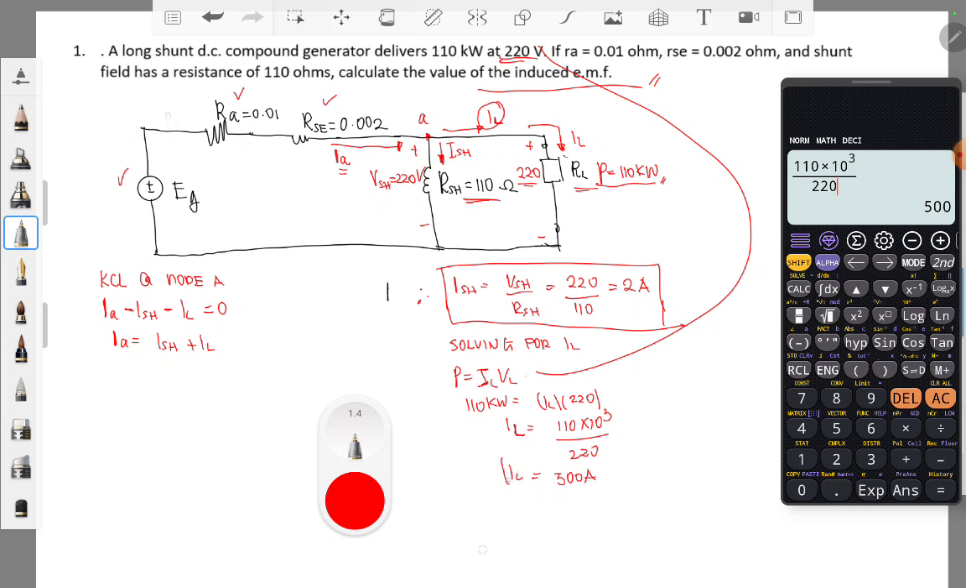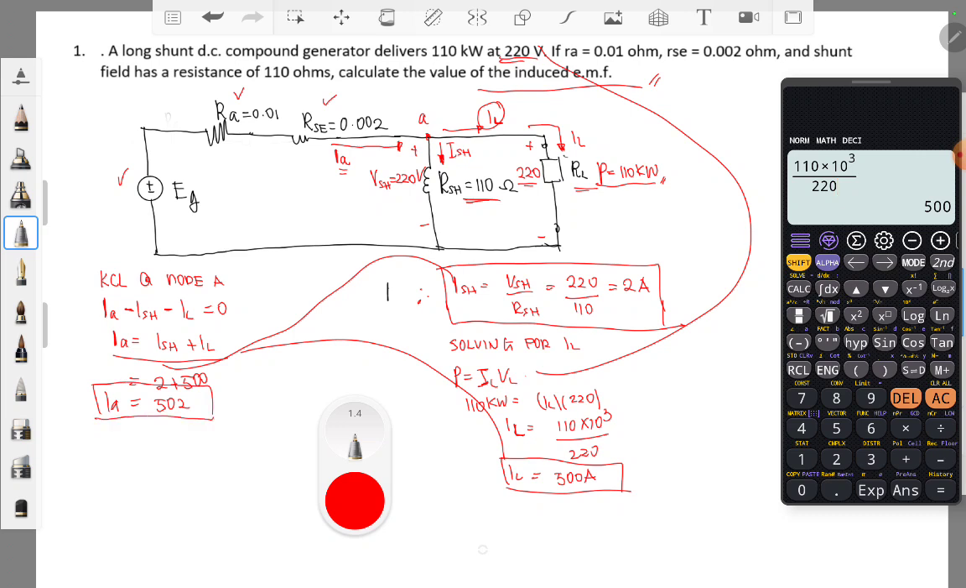Knowing that my IL is equal to 500 ampere, I can substitute these values into this equation, substituting my ISH and my IL. So we'll have 2 plus 500. Therefore my IA will be equal to 502 ampere.